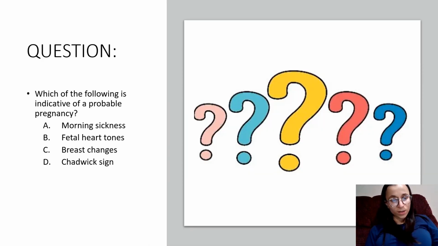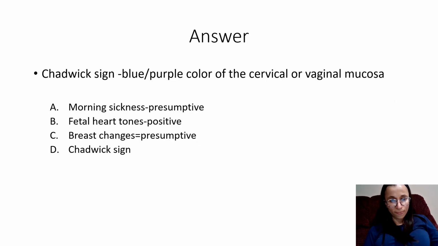Okay, so here we go into a question. Which of the following is indicative of a probable pregnancy? Morning sickness, fetal heart tones, breast changes, or Chadwick sign? I'll give you some time to figure that out. So the answer is Chadwick sign.